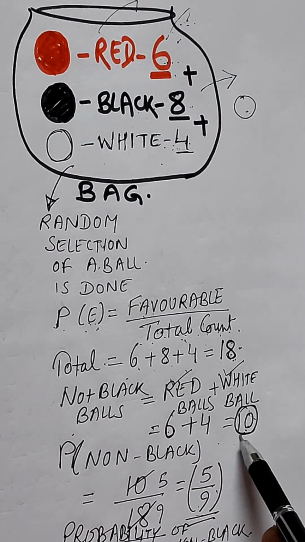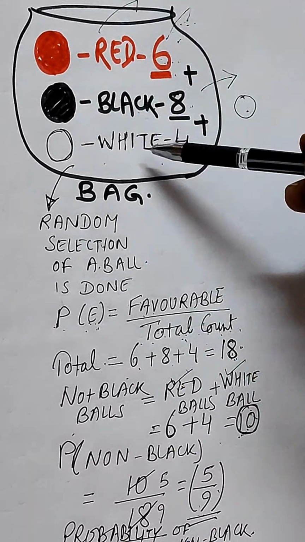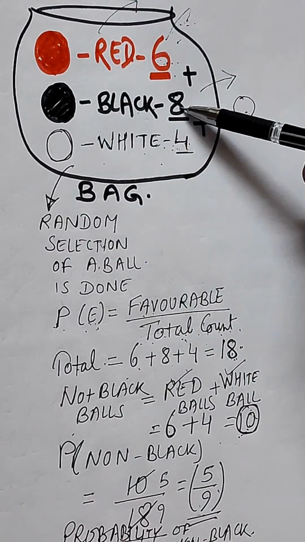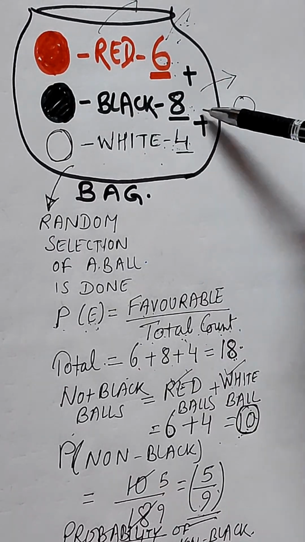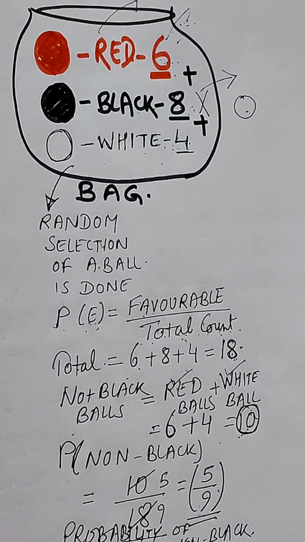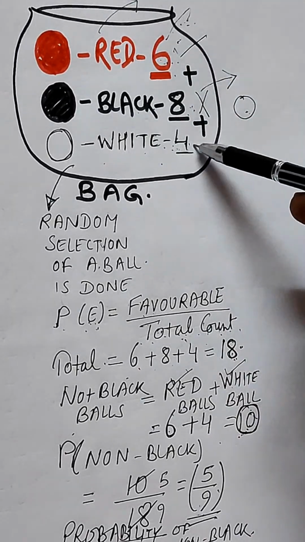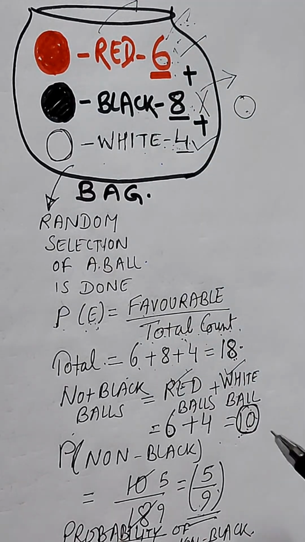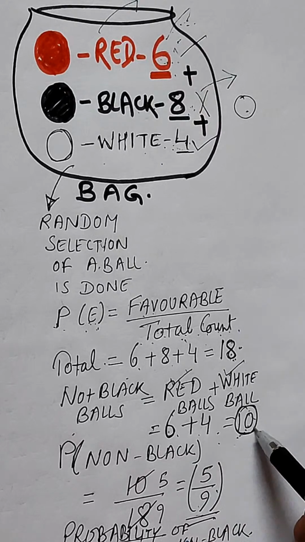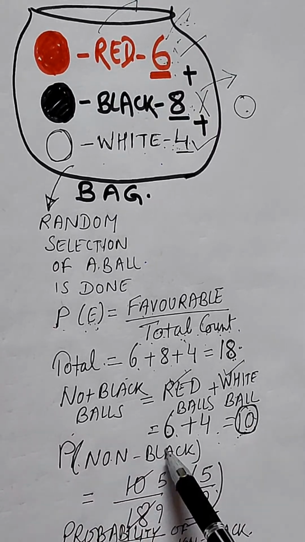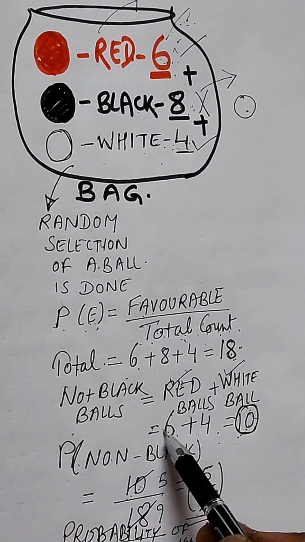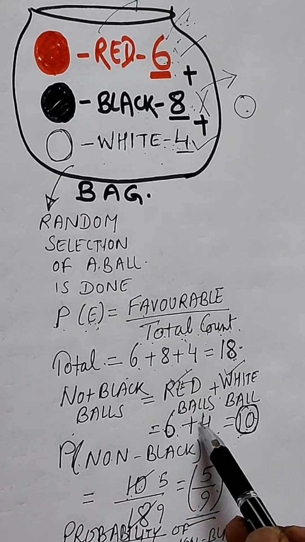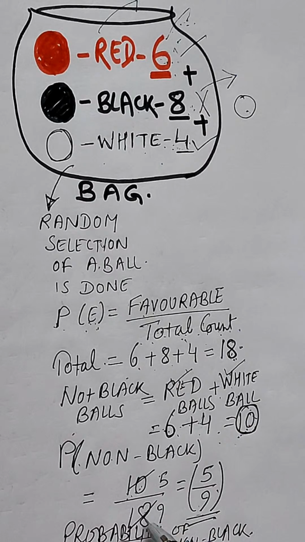So for these 10 balls, 10 times there will be a chance, when you are bringing it out, it can be a red, it can be a white. Though 8 times it will be black, we are going to find only those chances, those probabilities when this is non-black. This count will not be considered. Only this will be considered and this will be considered, right? So this will be 6 plus 4, which is equal to 10. So the probability of non-black is 10, that means red balls count and white balls count, 6 plus 4 equal to 10, divided by the total count, which is 18.